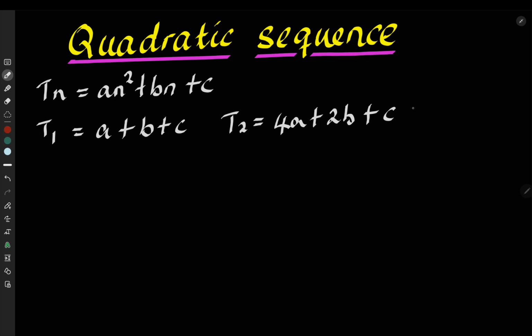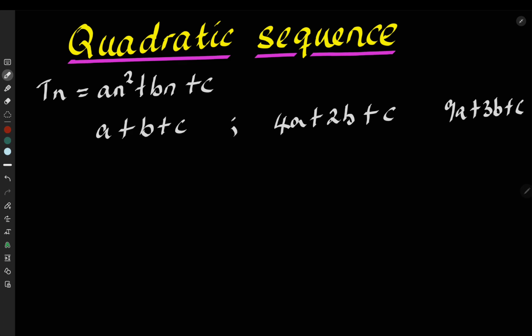And we can also determine the term number 3. So T3 in this case will be equal to 3 squared, that's 9a plus 3b plus c. And you can go on and on. Now, once we have these three, the T1, the T2, and the T3, remember we said that there is a second common difference. So what happens if we find the first common difference?